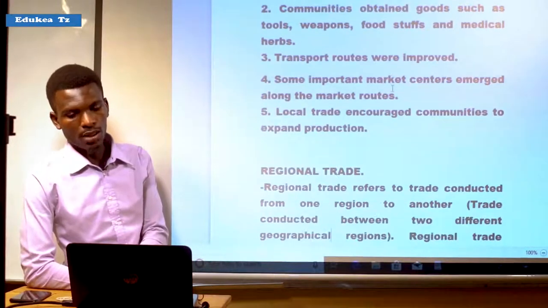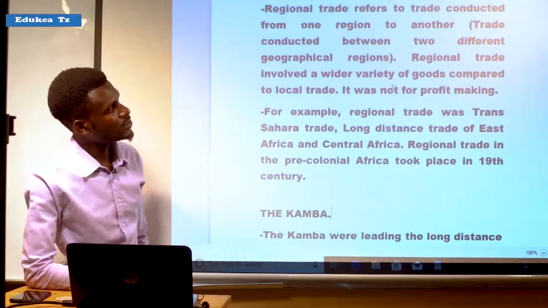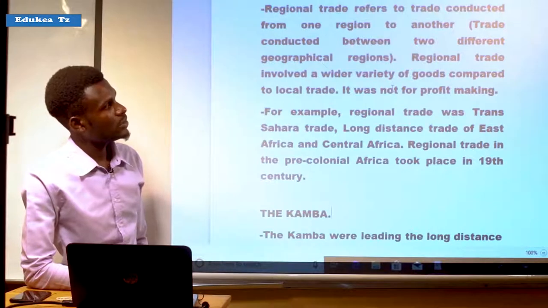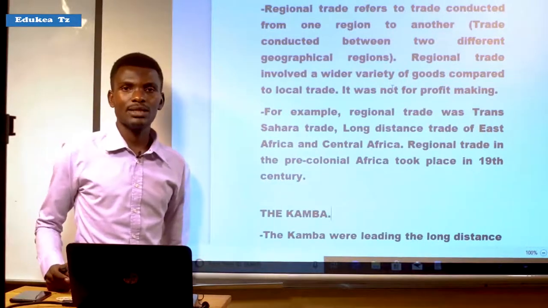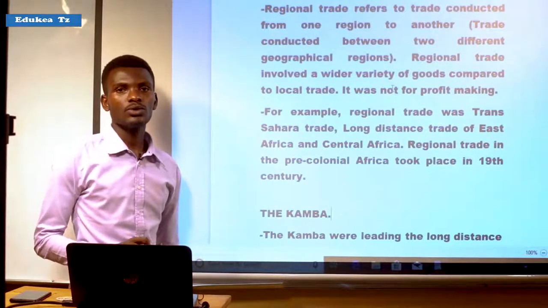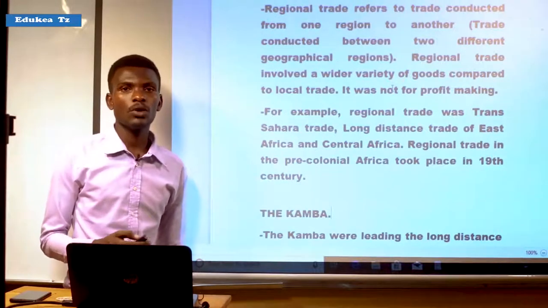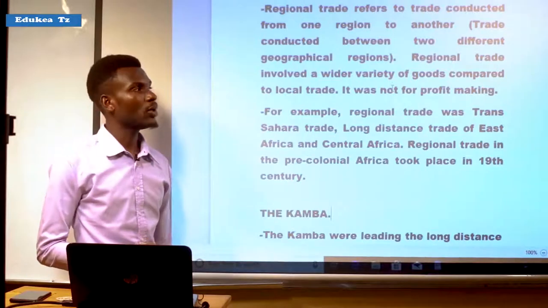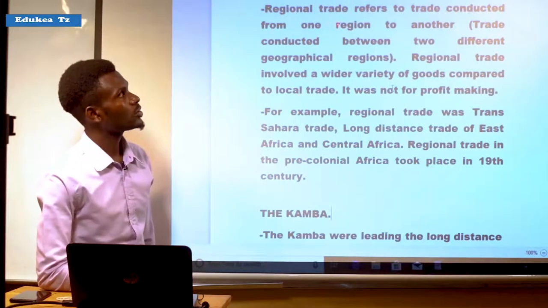So that was all about local trade. Now let us see regional trade. Regional trade refers to trade conducted from one region to another, or between two different geographical regions. For example, the people from Mtwara making trading activities with the people of Lindi, or people of Dar es Salaam moving to Morogoro and conducting trading activities. That is what we call regional trade.